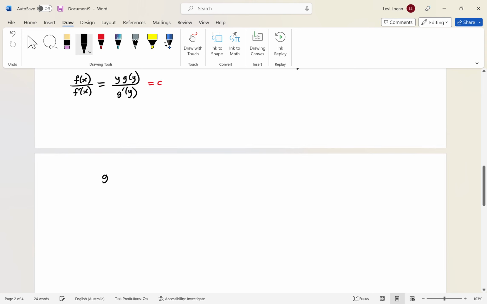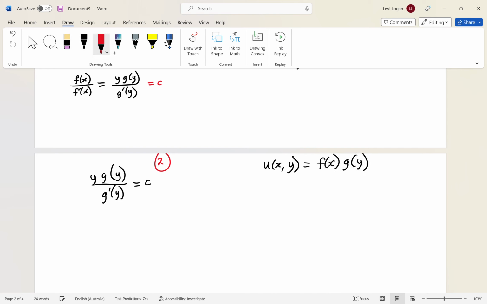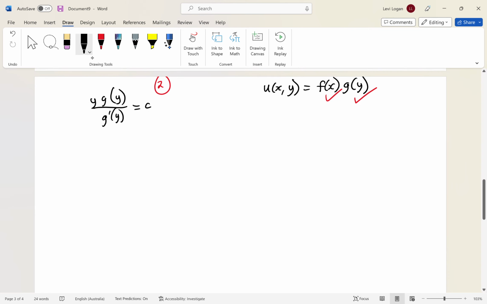So y g of y over g prime of y. Alright, cool. This is equal to a constant. So this is our second ODE, right? Because we want to find u of x and y, but we made the assumption that u of x and y is equal to f of x times g of y. So we found f, and we need to find g now. So all we have to do is solve this ODE here.